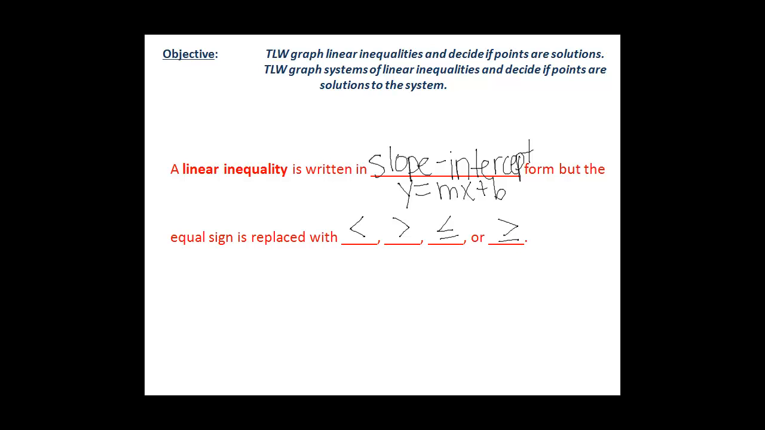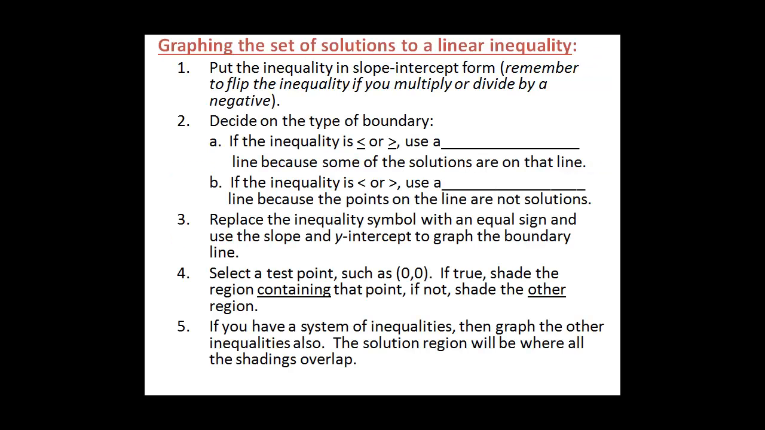So let's go over some steps. You can read these on your paper. When you graph a set of solutions to a linear inequality, first thing you're going to do is always put it in slope-intercept form. And remember to flip the inequality if you multiply or divide by a negative. That's very important. And then next you're going to decide on the type of boundary.